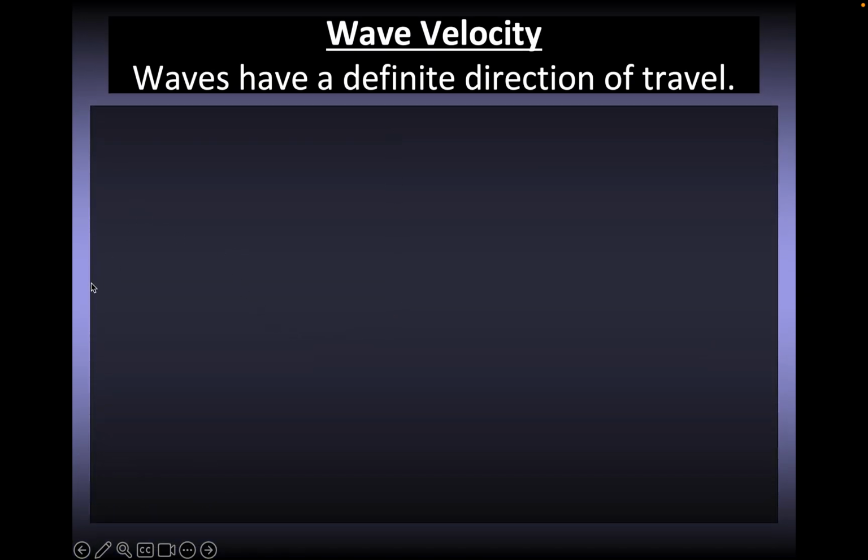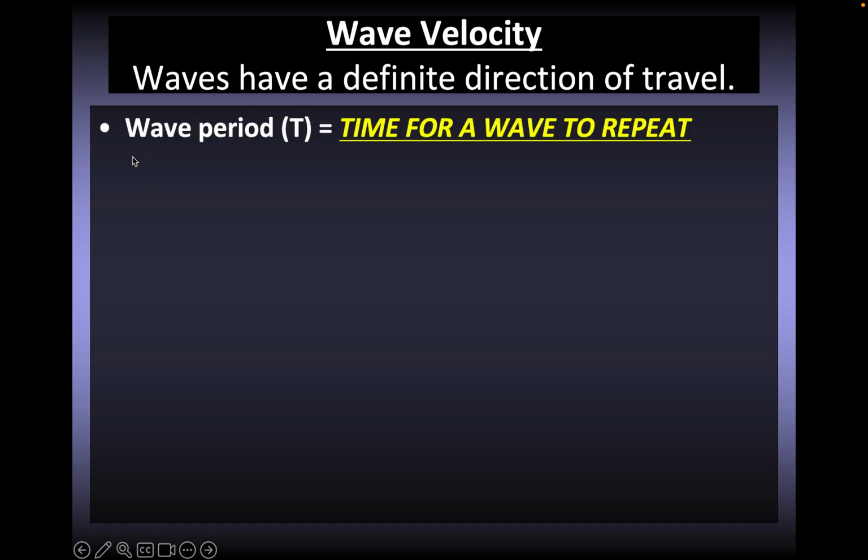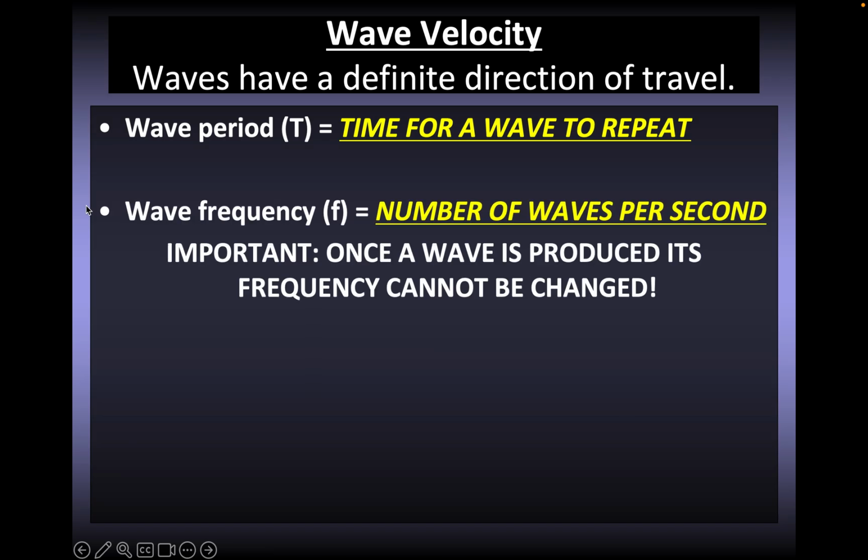All right, and then just wrapping up with a couple more definitions. So in terms of wave velocity, for waves, we already know the wave period is just the time it takes for a wave to repeat. Okay? The wave frequency is the number of waves per second. So how many waves happen in that second? Maybe 1 wave, maybe half a wave, etc., per second.